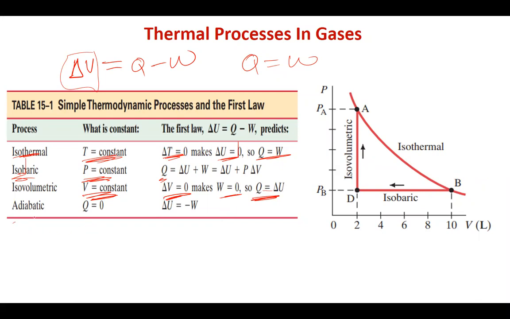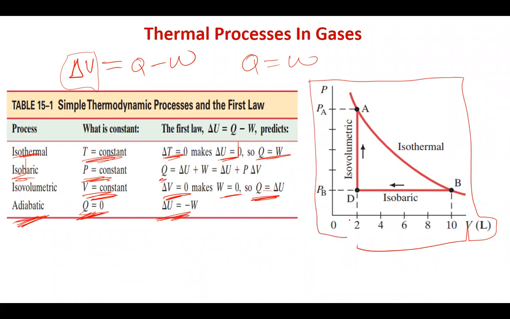And then when you talk about an adiabatic process, Q is equal to 0, meaning there is no heat entering or leaving the system. You only have the change in internal energy equal to negative W. You should find time to look at this. What I've just explained is what is happening in this table. So this is isovolumetric, this is isothermal, this is isobaric.